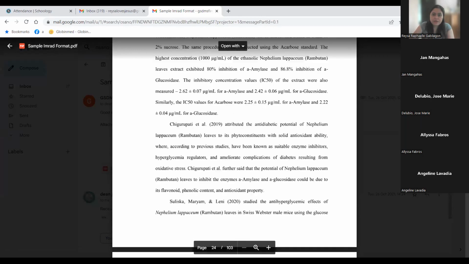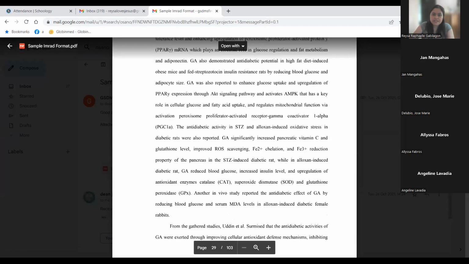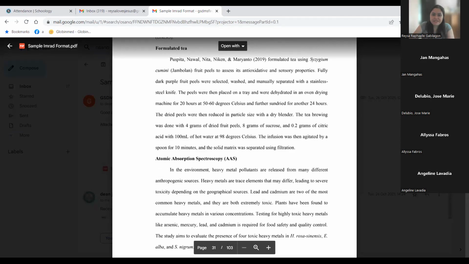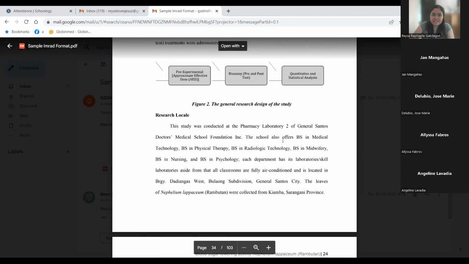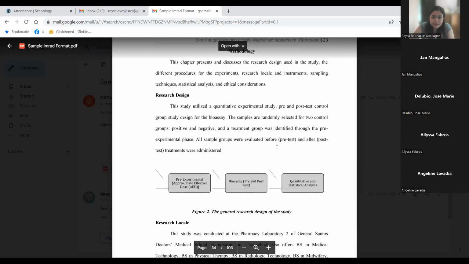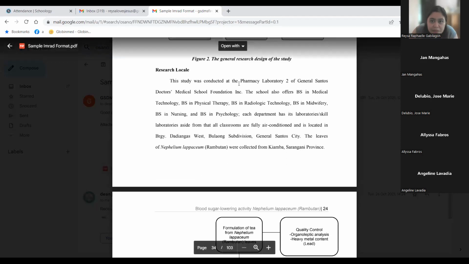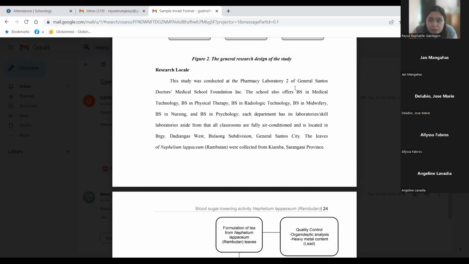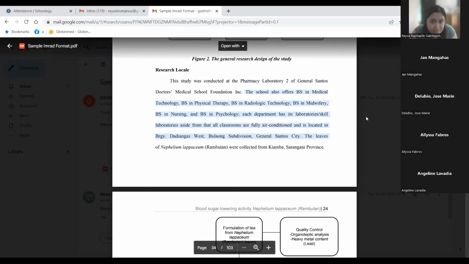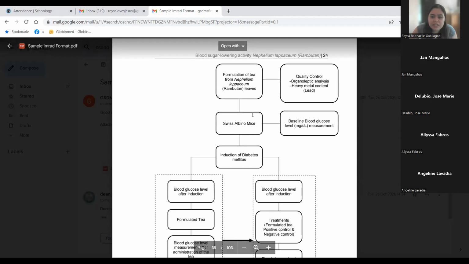The research local of an experimental research class is longer, because you have many locales of the study. Let's see. Okay, this is the methodology, this is the research design, and this is the research local. As you can see, their study was conducted at the Pharmacy Laboratory 2 of GSD-MSFI because they did their experiment there in the Pharma Lab. And then they provided a description of the GSD-MSFI. That's quite long, no? The description of GSD-MSFI.